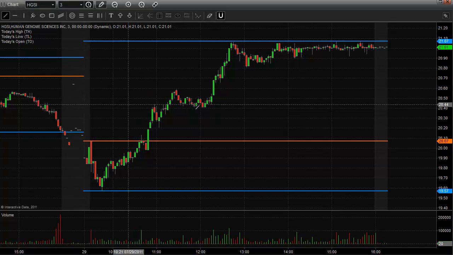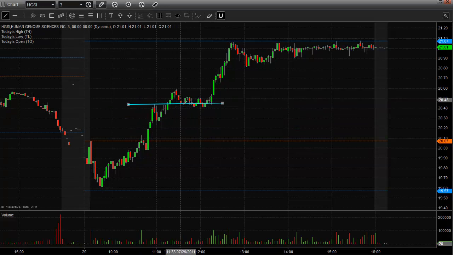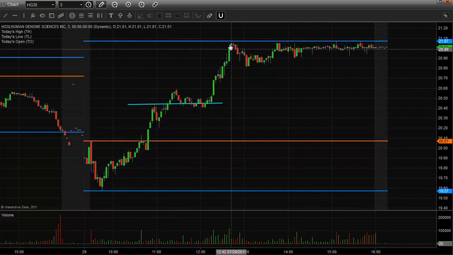So once broken, it did come back to test, so this resistance became support before it continued up. And you can see we just had some consolidation where it tested that current high, unable to break through. So this was a strong resistance point for the day, the high that was established at 12:45 Eastern Time for that day, and it just maintained in that upper area and bounced off that resistance area a few times.